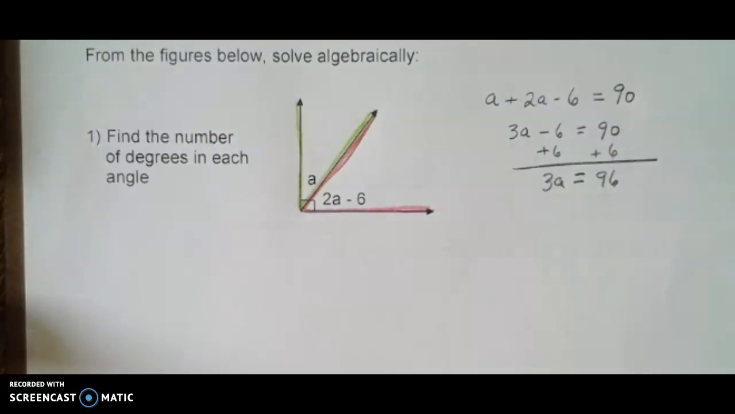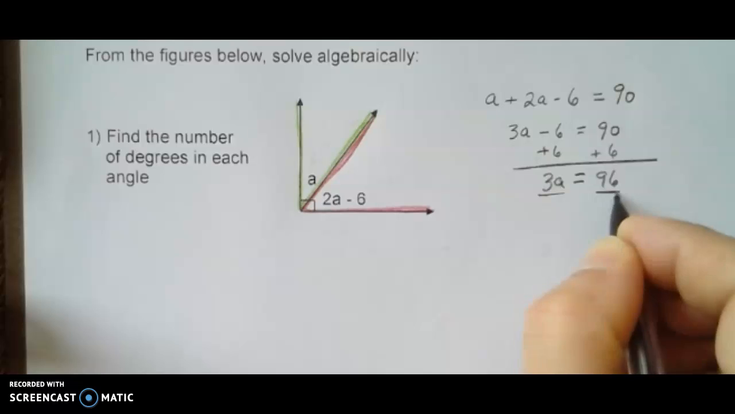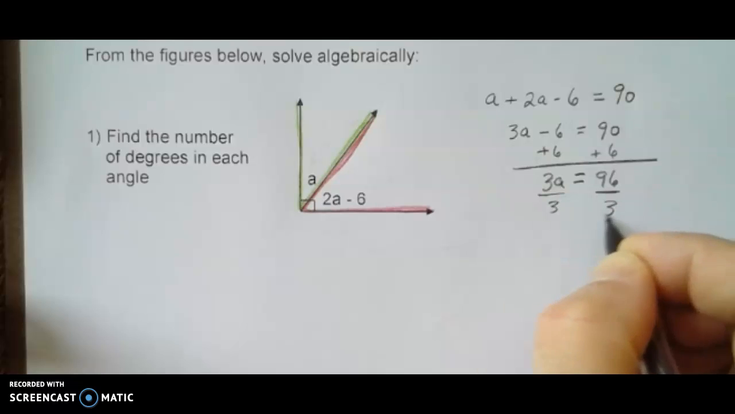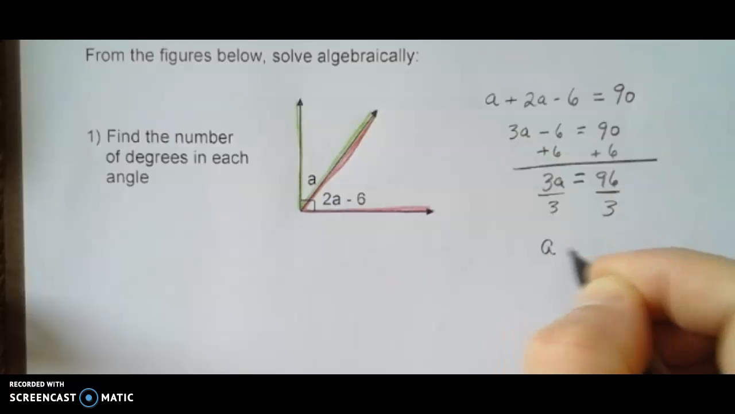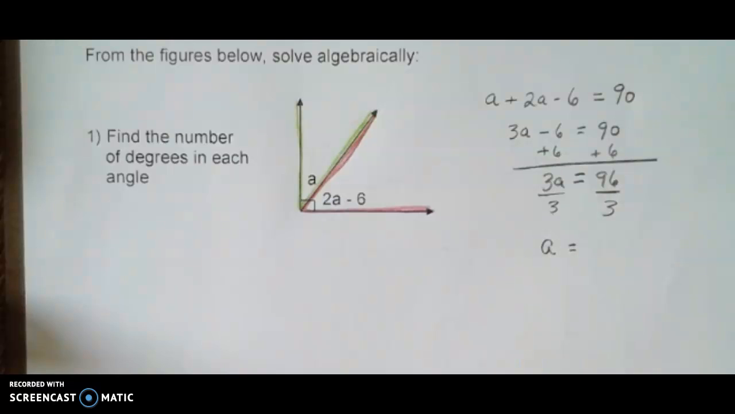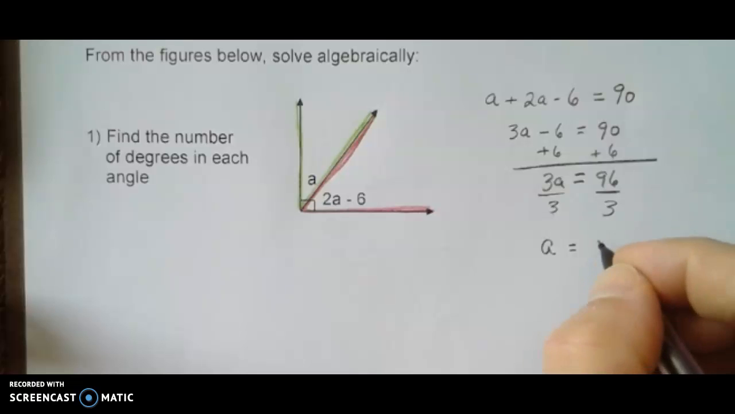But I don't want the value of 3a, I want the value of just 1a, so I'm going to have to isolate the variable by dividing each side now by 3. 3a divided by 3 leaves us with the 1a that we're looking for. And when we divide 96 by 3 on the right, that ends up giving us 32.